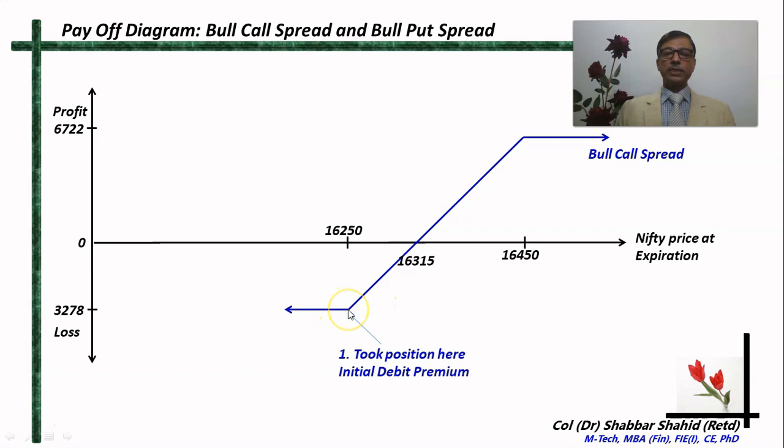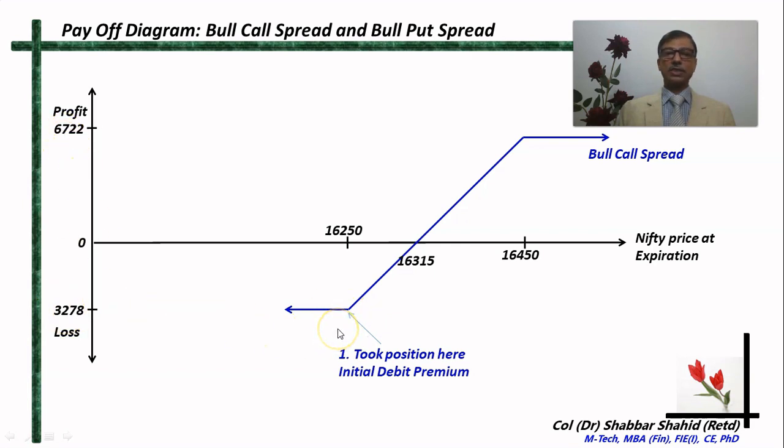This is the point where we entered into the contract at 16250. When Nifty was at 16250, we bought an ATM call and we sold an out of the money call. We paid a higher premium and we received a lesser premium. Therefore, the net result was that we were the ultimate payer. That means we were in debit. We had to pay a premium from our pocket. That's why we are below this line. And how much was that premium paid? It was 3278, whatever. Don't worry about this figure.